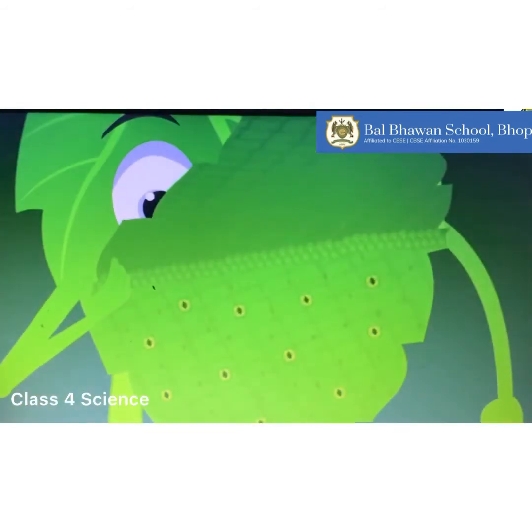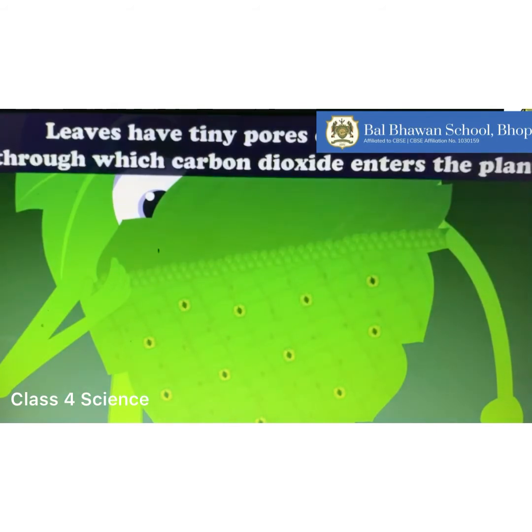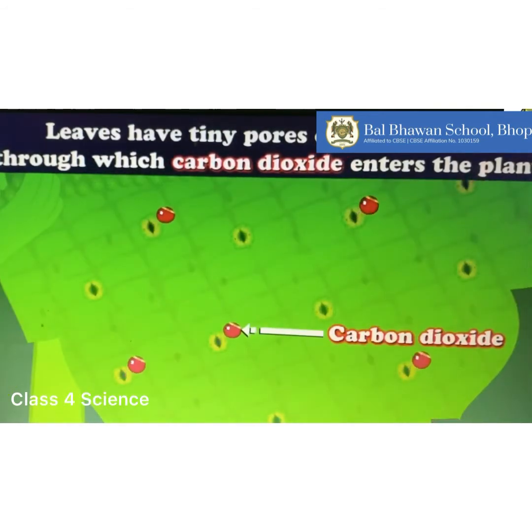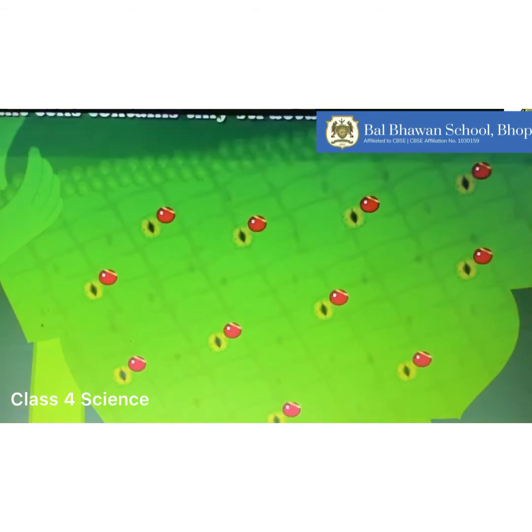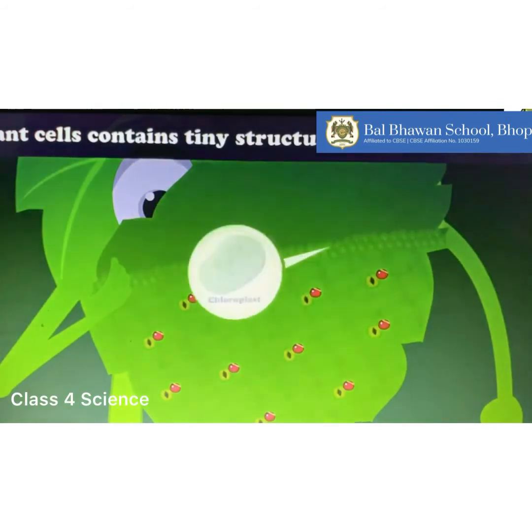On the undersurface of the leaves, there are many tiny pores which are called stomata. The singular of stomata is stoma. The stomata are through which the carbon dioxide enters the plant. These are very tiny holes on the undersurface of the leaf which let the passage of air. Exchange of gases takes place through stomata in the plants.